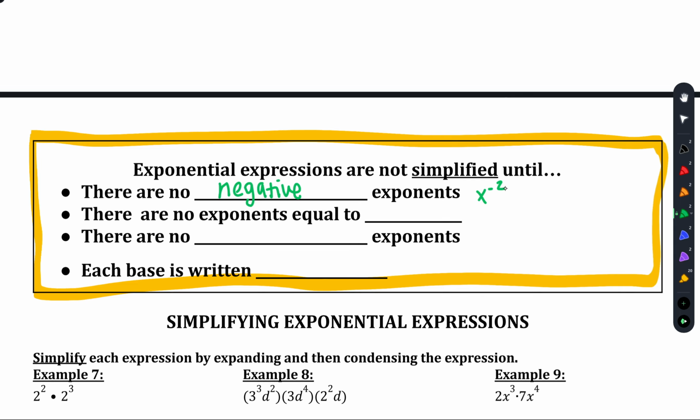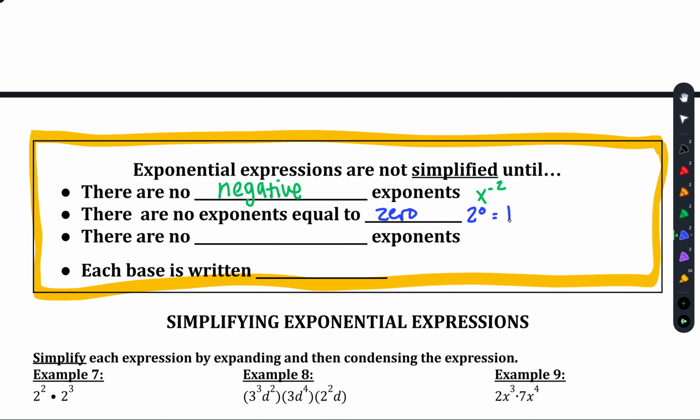Number 2, second rule. There are no exponents equal to 0. For example, if I had 2 to the 0th power, what do I know that equals? What is anything to the 0th power? 1. So if I ever see something raised to the power of 0, I should change that to just be 1.